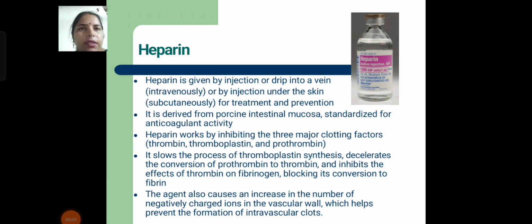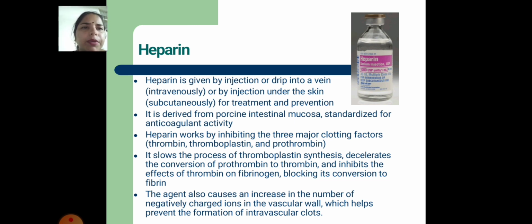In today's class, I discuss the heparin anticoagulant. Heparin is given by injection or drip into a vein, intravenously, or by injection under the skin, subcutaneously, for the treatment and prevention. It is derived from the porcine intestinal mucosa, standardized for the anticoagulant activity.